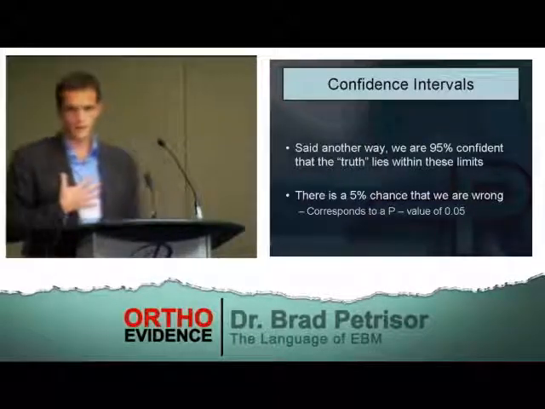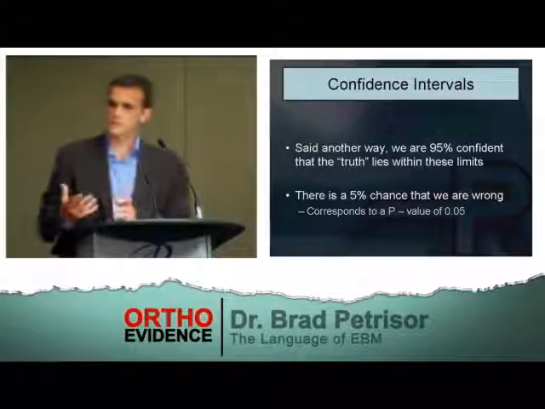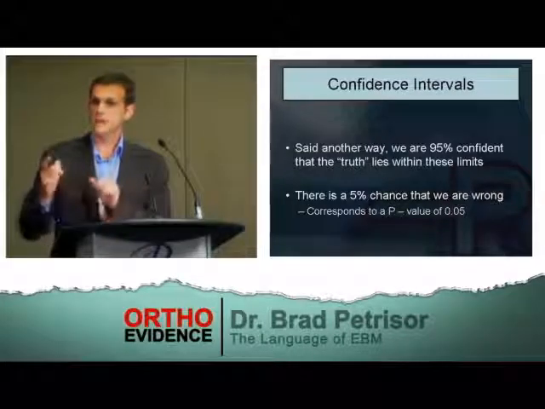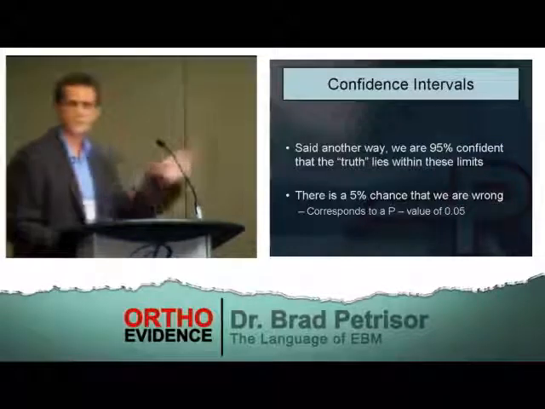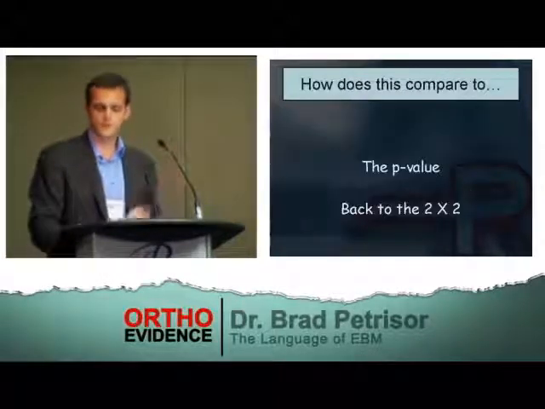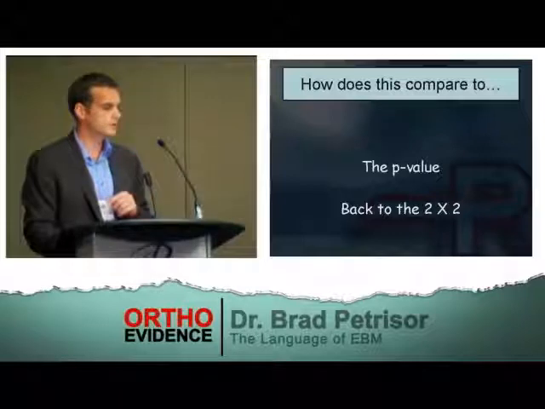So being an orthopedic surgeon, not a statistician, that makes sense. There's a 5% chance that in actual fact the truth is outside of these confidence limits. And this, in turn, corresponds to our p-value of 0.05, which we'll talk about in a second.